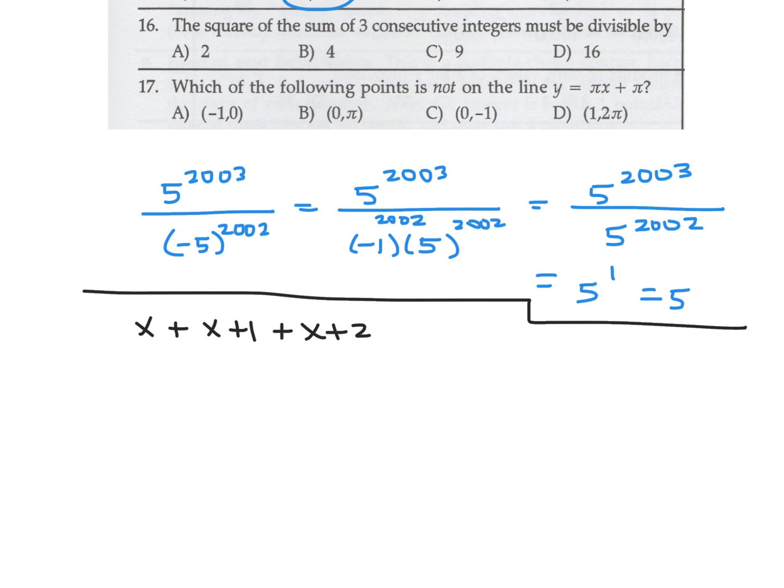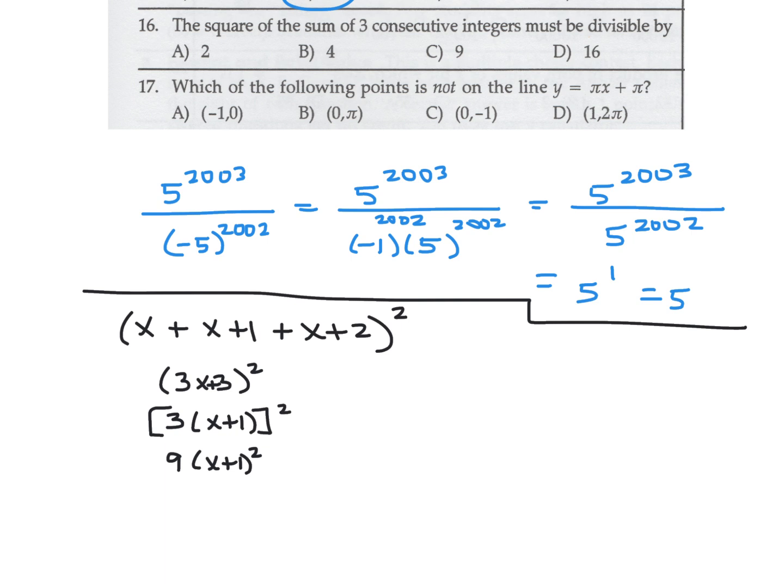The square of the sum. So we have to first do the sum and then take the square. Okay, got to read that carefully here. So this in the bracket is 3x plus 3. And then we got to square it. Okay, so if I factor out a 3, it's x plus 1. And then if I square it, it's 9 times x plus 1 squared.